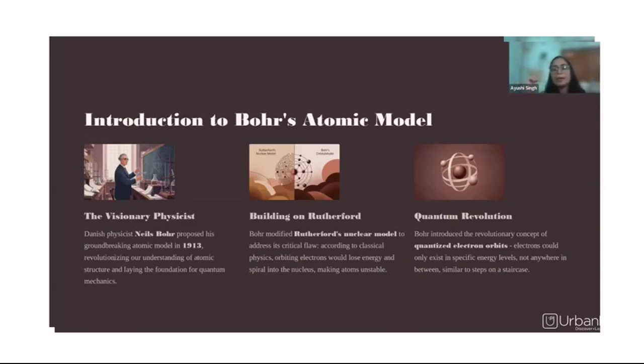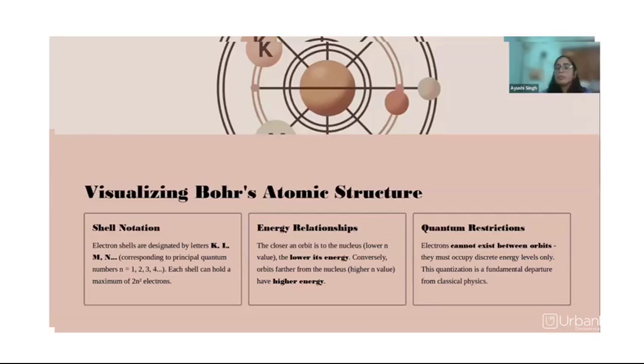He also brought a revolution in the field of quantum theory, or quantization of electrons. Basically, he talked about that. So, what exactly his vision was, let's discuss that.